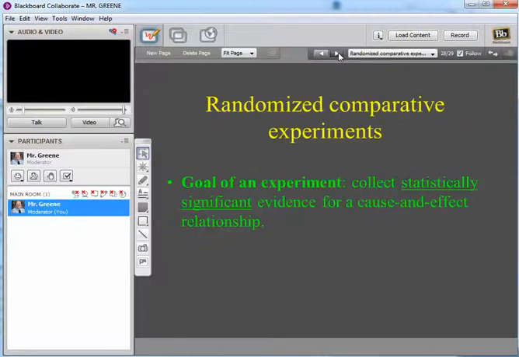Okay? Well, I just wanted to make certain you understood those 2 things. The last thing I'm going to talk about here is called randomized comparative experiments. Our goal of an experiment is to collect statistically significant evidence for a cause and effect relationship. Here's the cause, here's the effect. Okay? If we don't take into account all the variables, we don't get a good cause and effect relationship. So understanding what is causing things to happen is why we put together experiments.